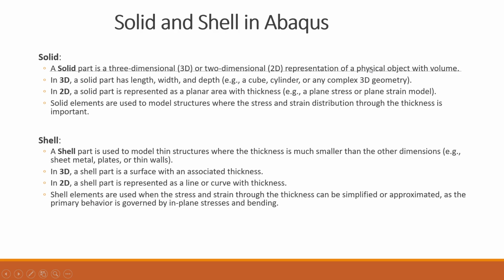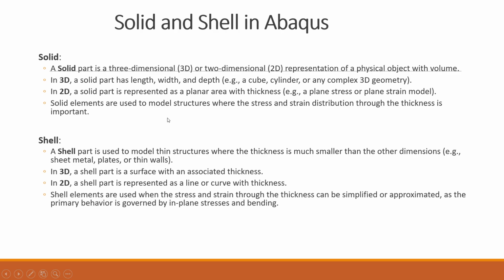Basically there is a confusion here with two-dimensional, but even though it's 3D only, everything is 3D, we represent a plane stress or a plane strain problem like a two-dimensional. We give the depth or some other dimensions in Abaqus itself. The cross section is given so it is mentioned as two-dimensional, even though it's a solid. In 3D, a solid part has a length, width, and a depth. And in two-dimensional, a solid part is represented as a planar area with a thickness.